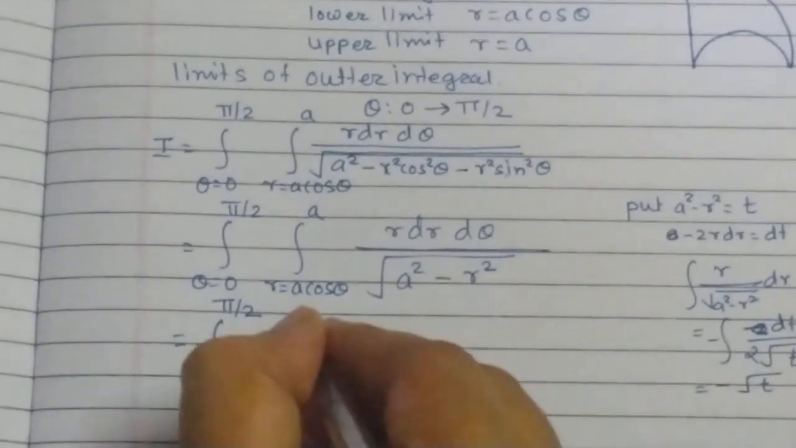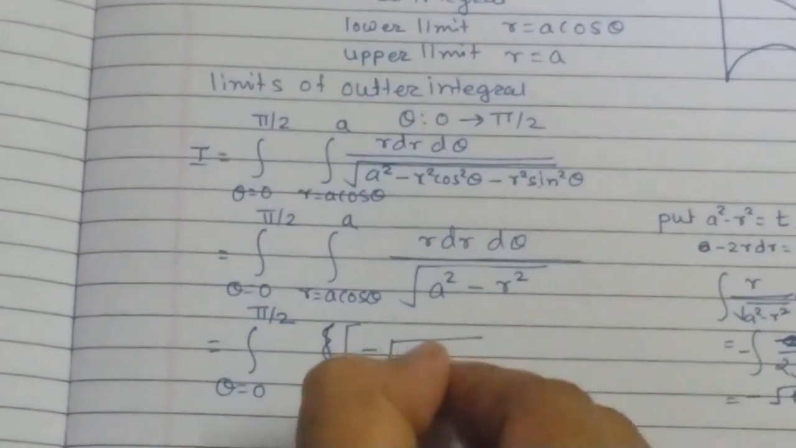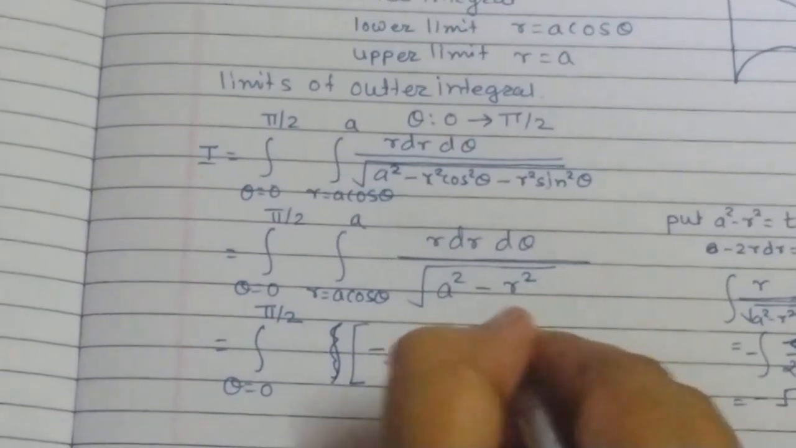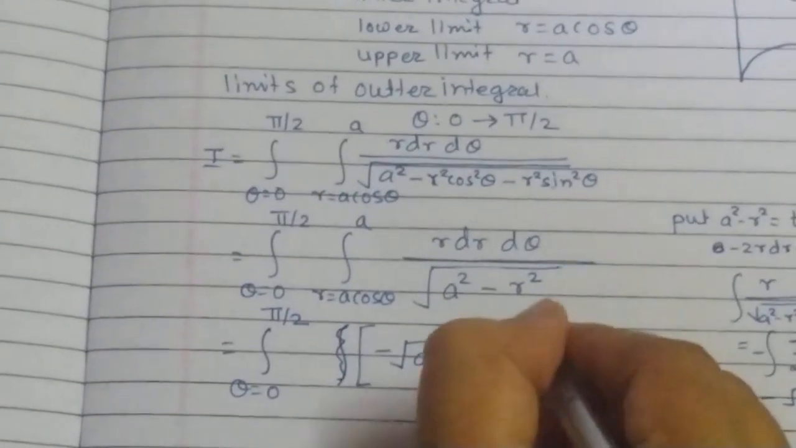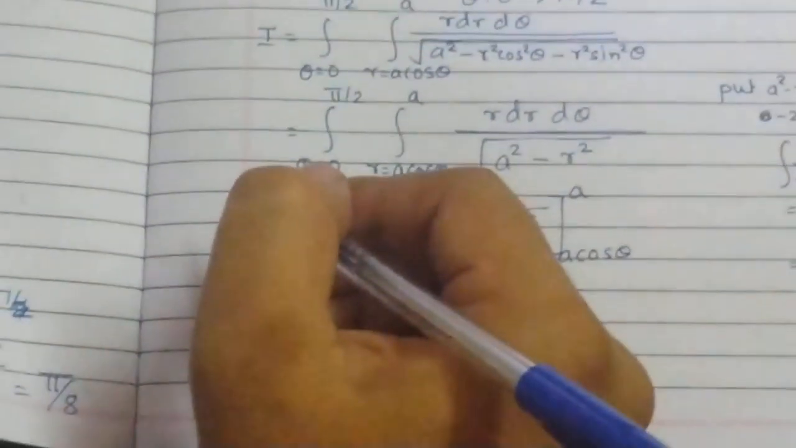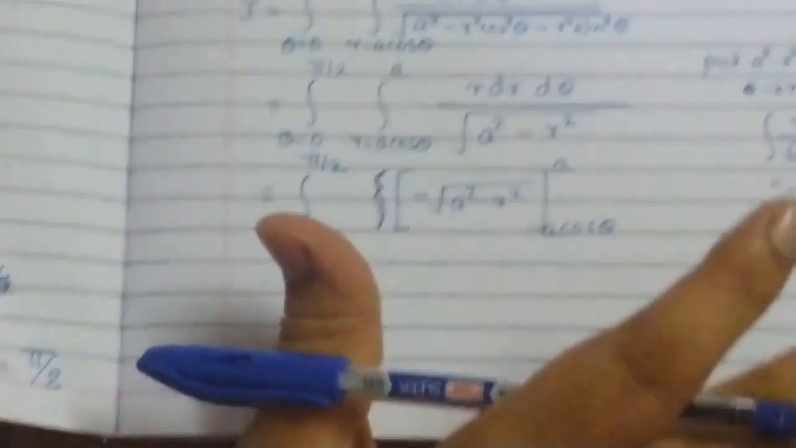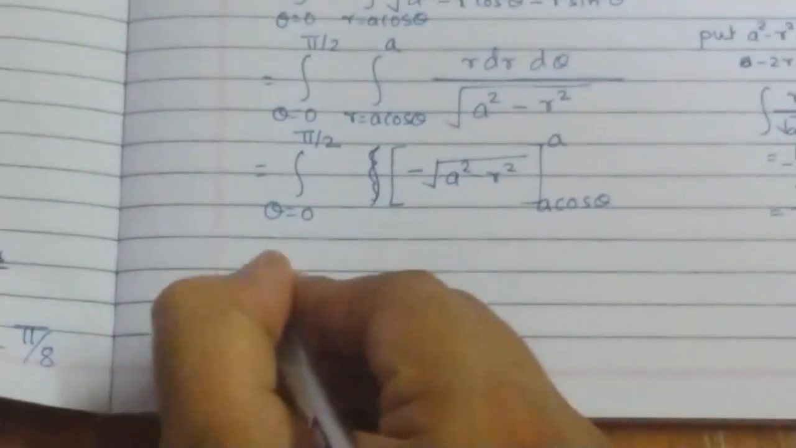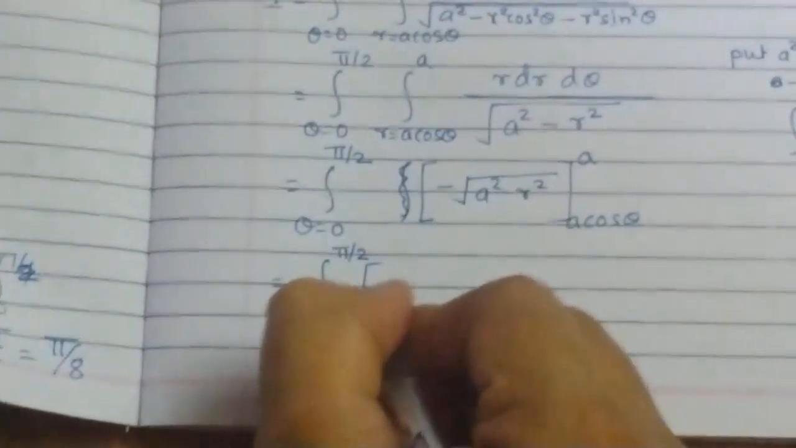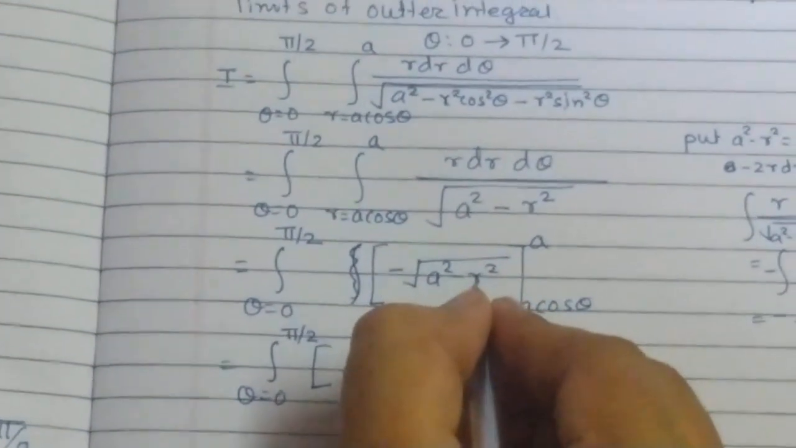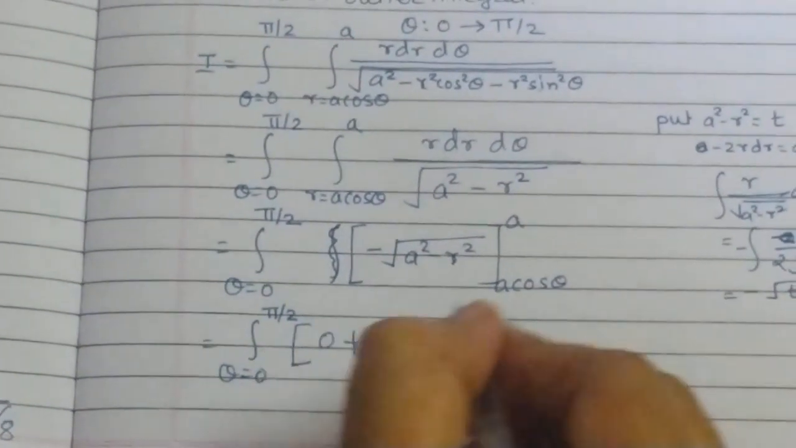Just keep this in your mind. So the value of this integral is minus square root of a square minus r square, limit from a cos theta to a. Is it clear? Any doubt? Fine. This equals theta is equal to 0 to pi by 2, and we make the substitution of the upper limit. When I substitute the upper limit here, a square minus a square becomes 0, minus, and this minus becomes plus.